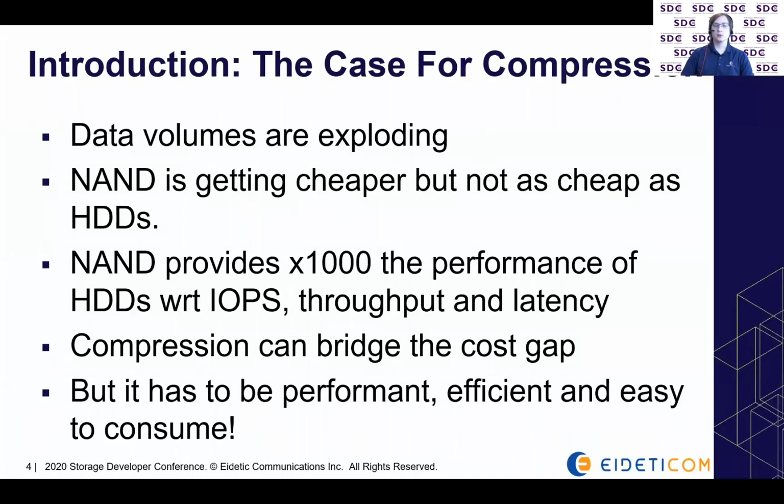So, making a case for high-speed NVMe devices using compression. NVMe devices, or specifically NAND-based devices, provide 1,000 times the performance of hard drives, but are still 5 to 10 times the cost per gigabyte. Introducing high-speed compression before and after reading and writing to these disks can allow us to bridge this gap, putting more data onto this fast persistent memory. Of course, this has to perform very fast, be efficient, and easy to consume.